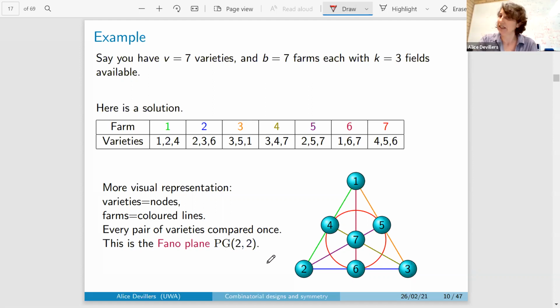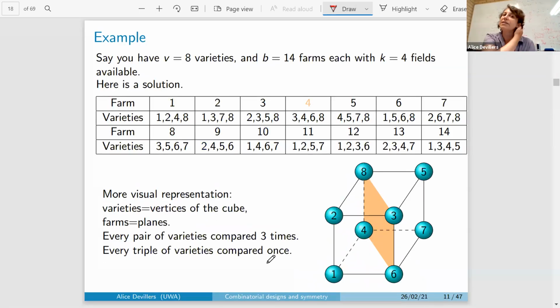If you've done a bit of projective geometry, you might recognize this as the smallest projective plane, which is sometimes called the Fano plane. So this is an easy example. Now, let's say you have another example. Let's say you have 8 varieties and 14 farms, and each farm has 4 fields available. Then you could do this solution here. So farm 1 has 1, 2, 4, 8. Farm 4 has 3, 4, 6, 8, etc.